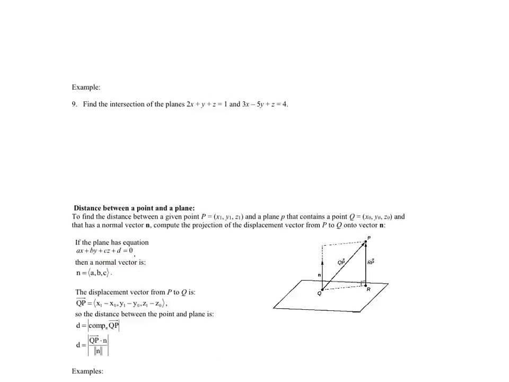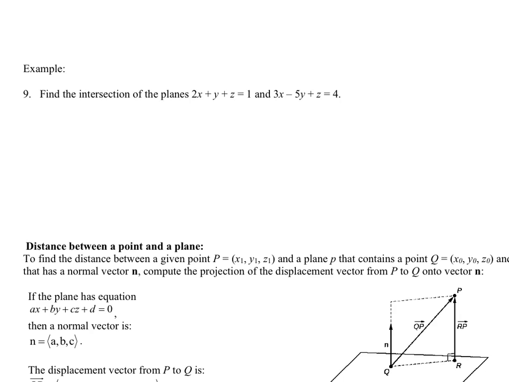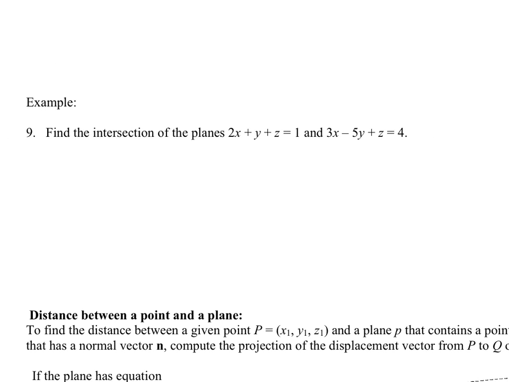All right, so intersection of the planes. This is the example I was hemming and hawing about on the previous page. Like, oh, I should have had an example of intersection of planes. Well, here it is. So 2x plus y plus z equals 1. I'm going to just write the coefficients: 2, 1, 1, 1. 3x minus 5y plus z equals 4. Coefficients: 3, negative 5, 1, 4.